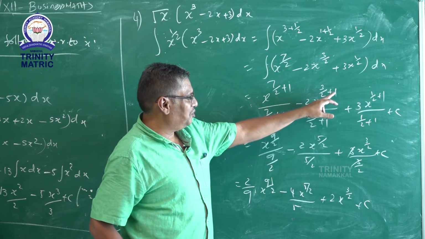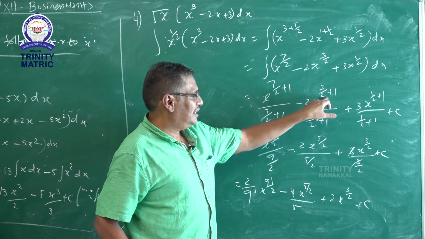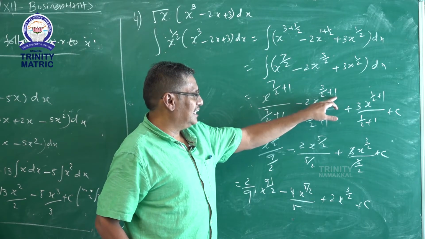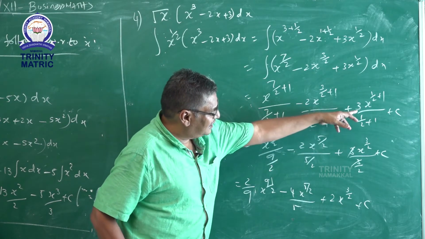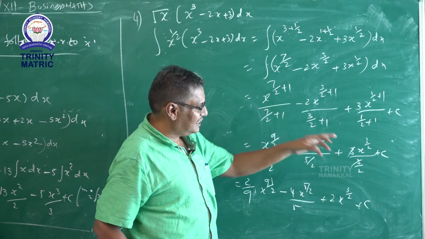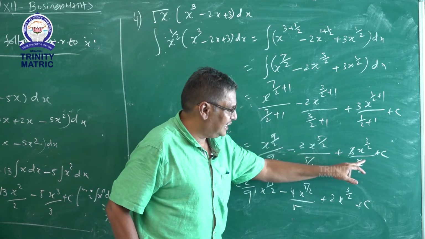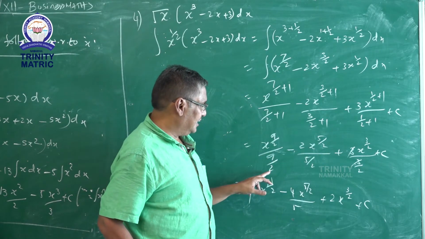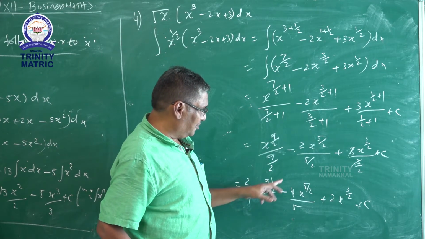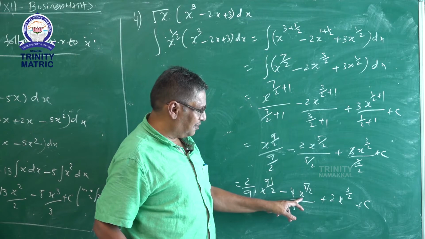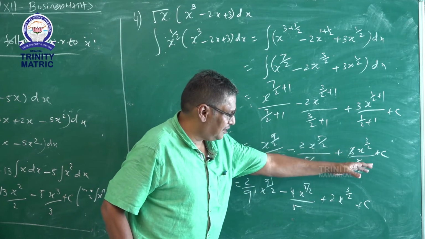Here 3 by 2 plus 1 means 5 by 2, that is 3 plus 2 by 2, taking LCM, 5 by 2. Here 3 by 2 plus 1, 5 by 2. Same thing, 1 plus half, 1 and a half, that is 3 by 2, by 3 by 2, plus c. Here 3 will be cancelled. Then we take 2 up, that is 2 by 9, x power 9 by 2, minus 4 by 5, x power 5 by 2, plus 2 x power 3 by 2 plus c.